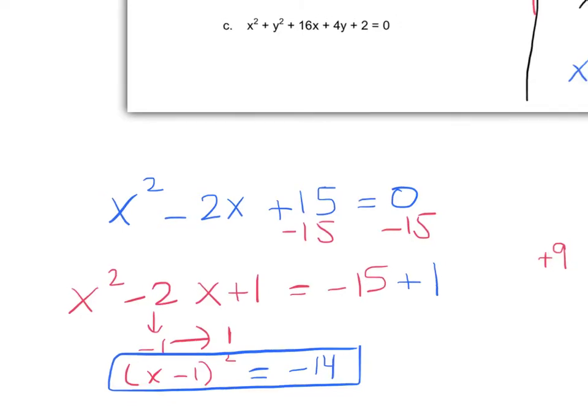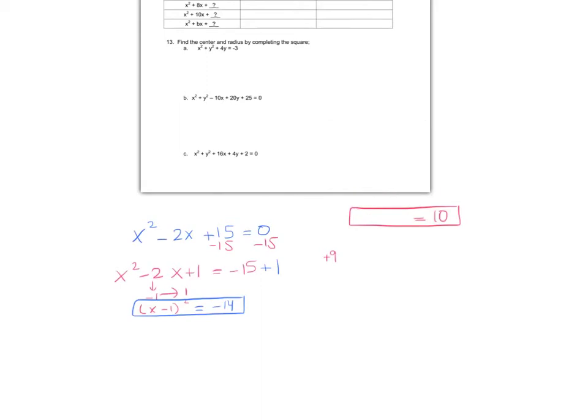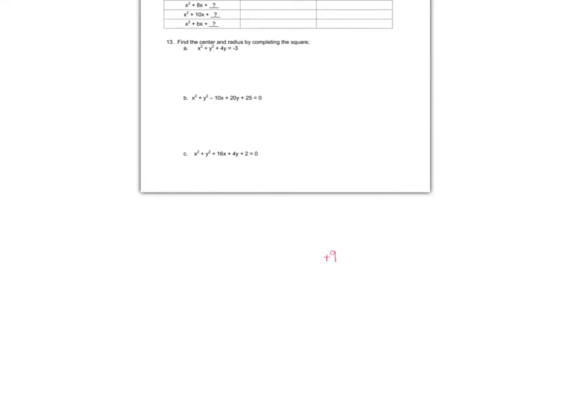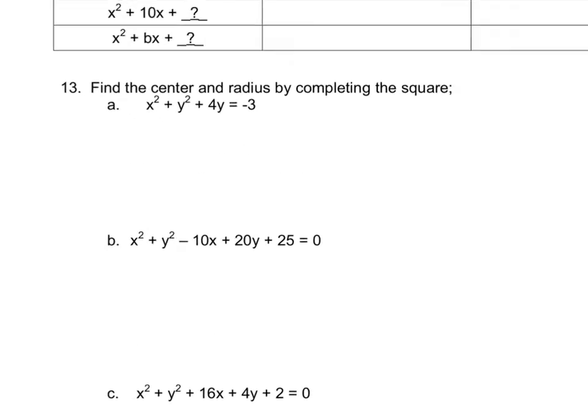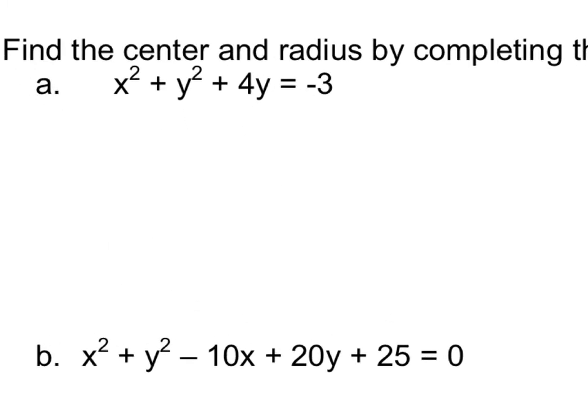And let's see how we can use all of this to try to change from general to standard. Now, let's look at A. And I hear you saying, oh my god, but this has an x squared and a y squared. What do we do? What you need to do, I'm going to do B first, okay?